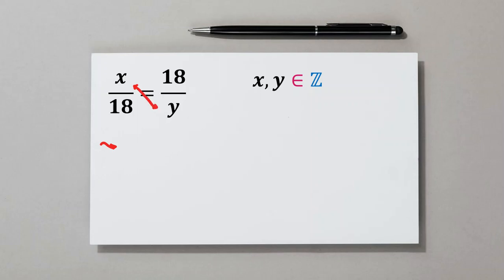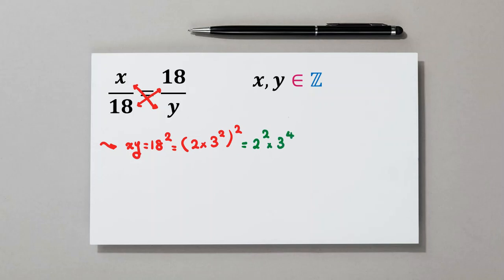You multiply this times this equal to this times this. So we can say xy equal to 18 squared. 18, if you prime factorize, is 2 times 9, which is 2 times 3 squared, all squared. Now, by power rule, we can say it is equal to 2 squared times 3 to the 4.